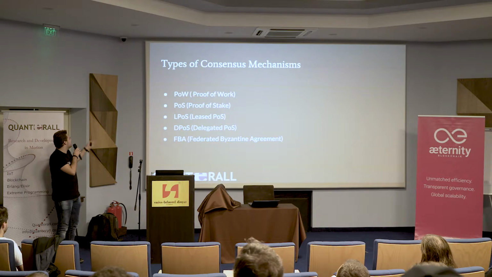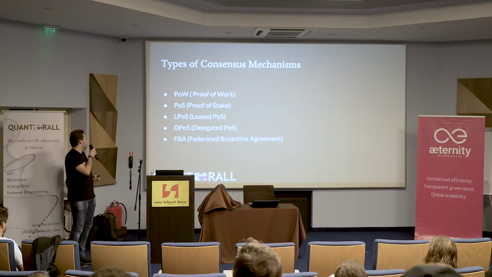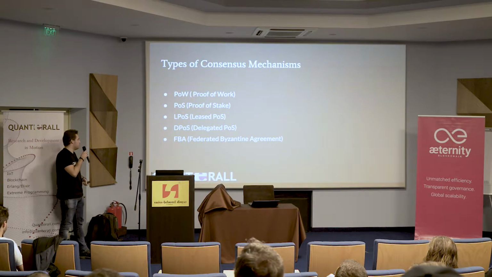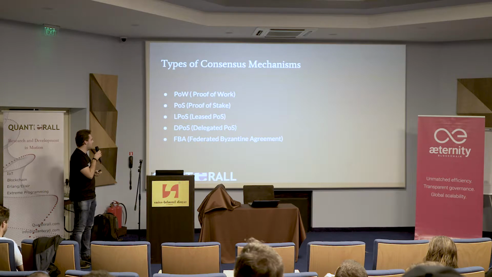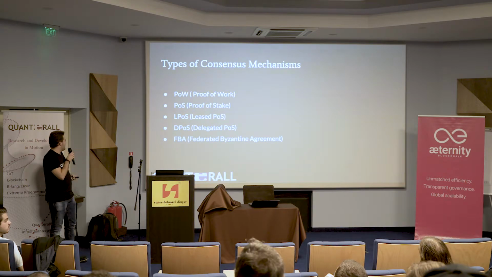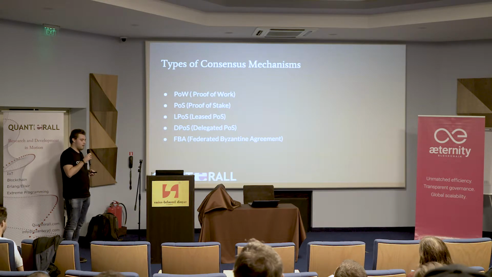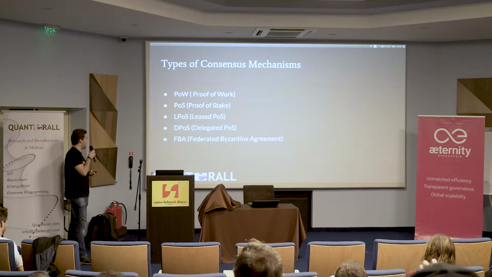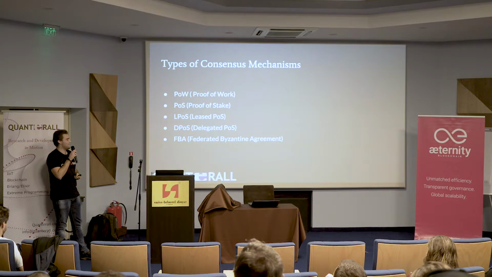These are the most famous consensus mechanisms. I'm going to talk mostly about the permissionless consensus algorithms, such as proof of work, proof of stake, leased proof of stake, and delegated proof of stake. Leased proof of stake and delegated proof of stake are flavors of proof of stake, as you can see. And the last one, the Federated Byzantine Agreement, is actually a permissioned consensus algorithm, but it will be the spice in our tour in the world of consensus mechanisms.